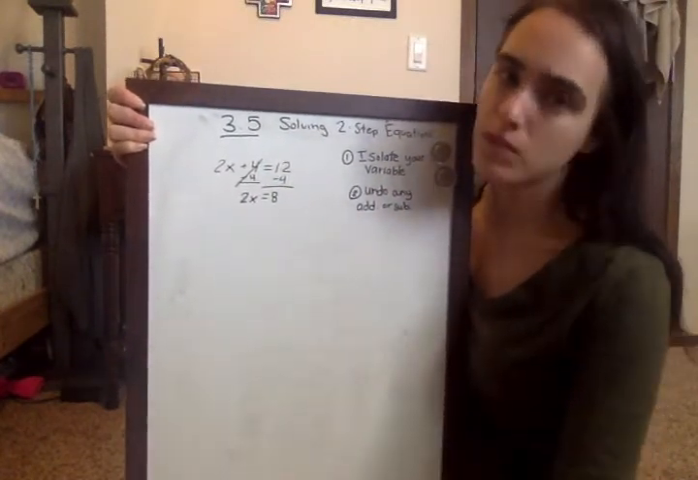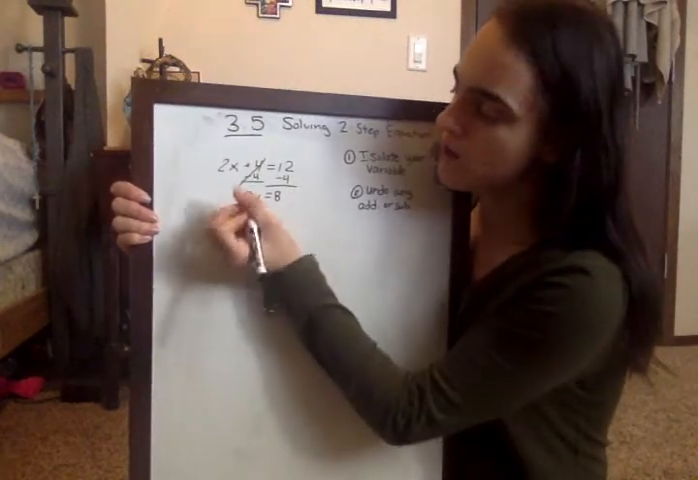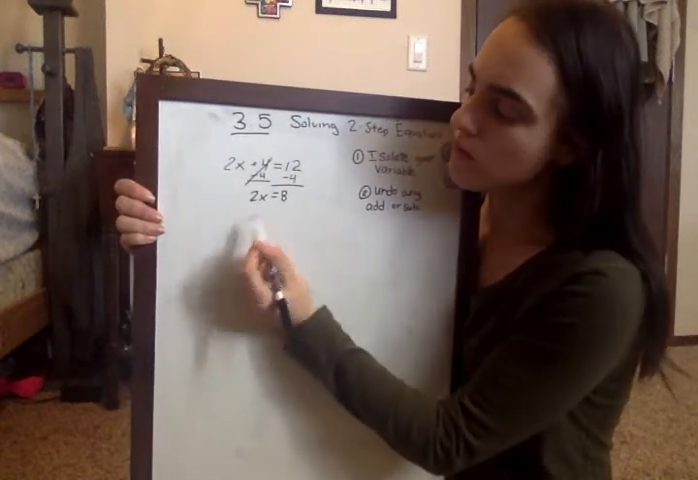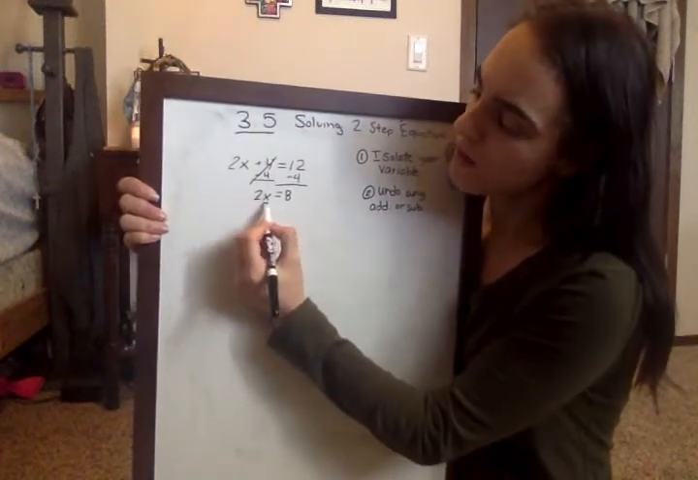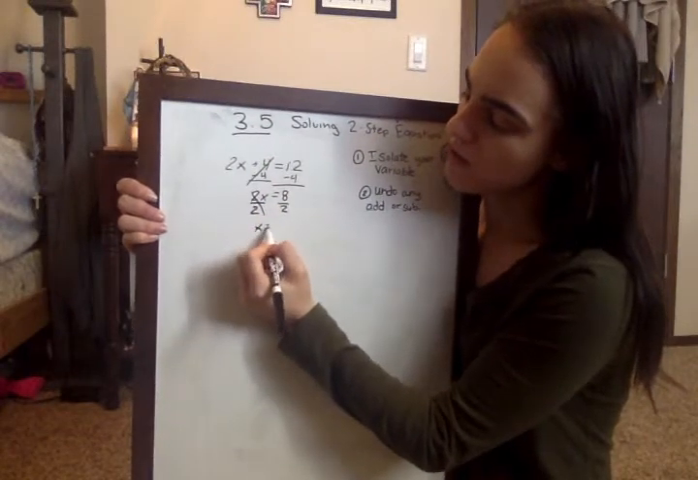And now we can solve. Now it looks like something we've been doing this whole week with solving a one-step equation by multiplication and division. So now we see that 2 is being multiplied by x. Divide by 2 to cancel those out. Divide by 2. x equals 4.